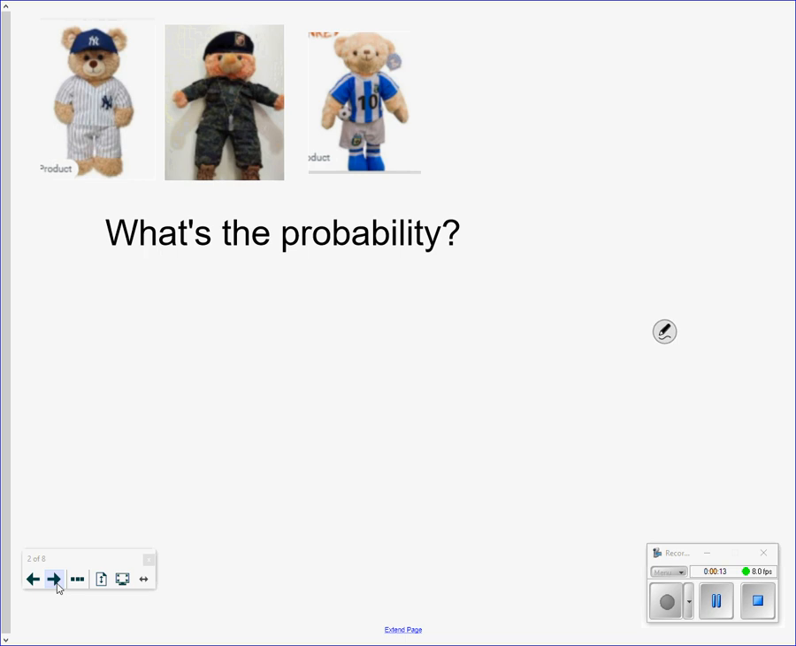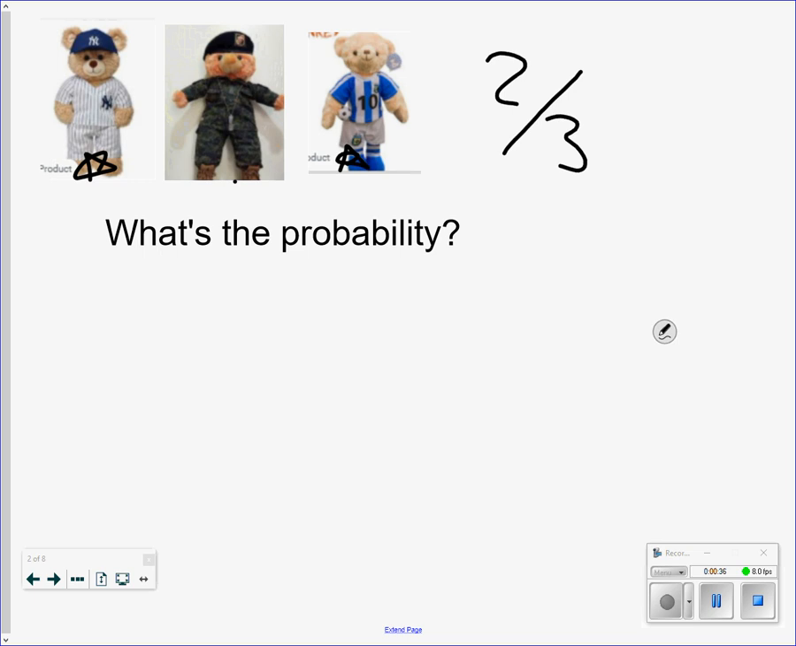Take a look here. What's the probability? Let's take a look at these three teddy bears. What is the probability of the teddy bear wearing a sports jersey? Well, there's three possible options, so it kind of looks like a fraction. There's three possible options, and there are two sports options because there's a little army guy. So 2/3, right? So there's two out of the three possibilities.